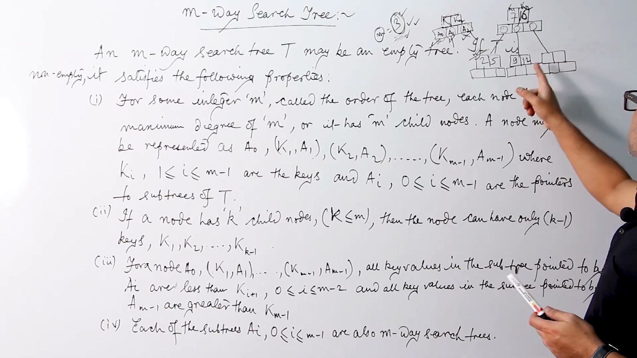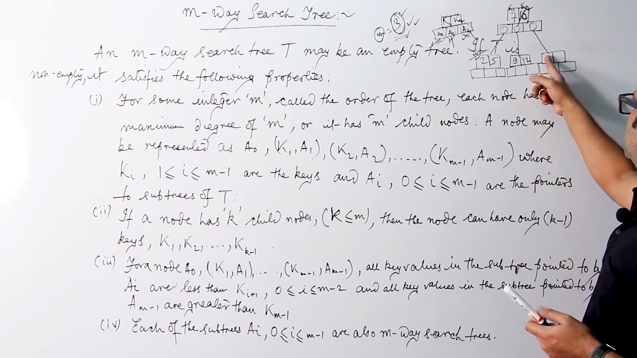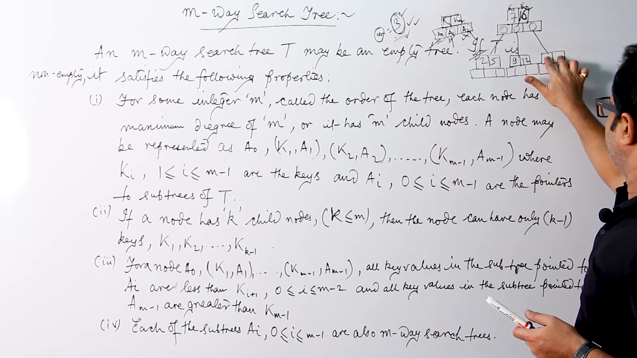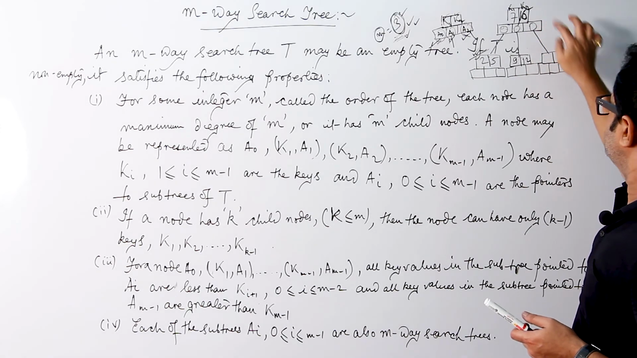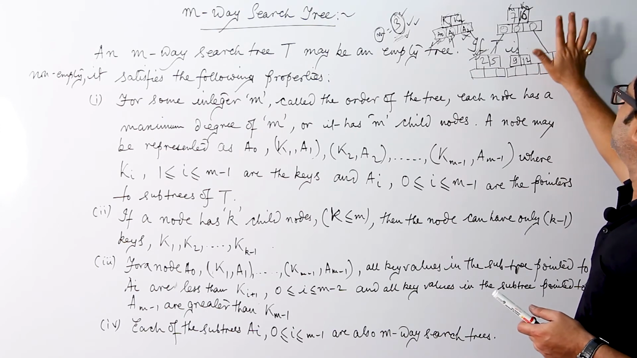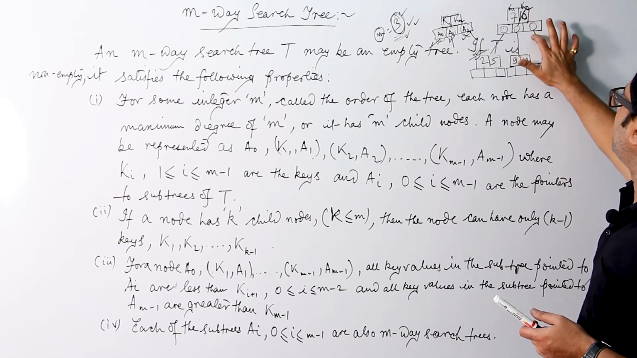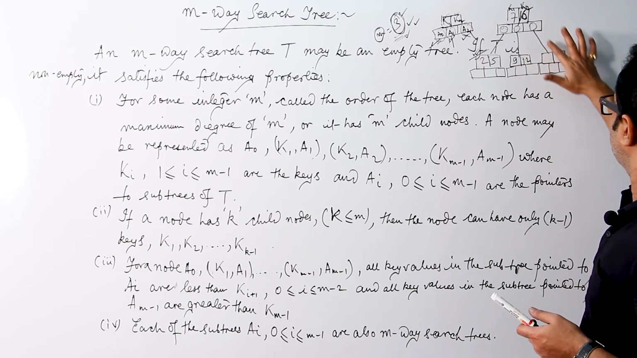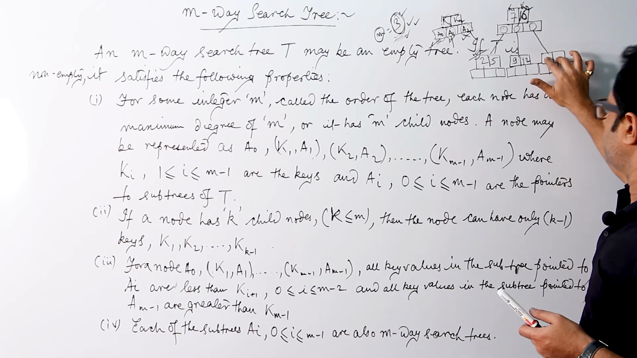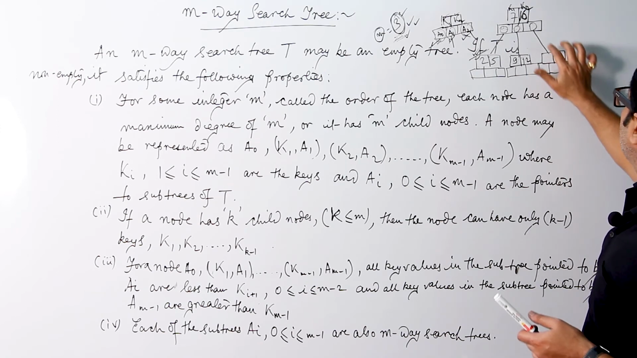Similarly, we can extend this concept to this node as well. Suppose this node will always have values greater than 16, because 16 has a right pointer to this node, and this node will contain values which will be greater than this 16.